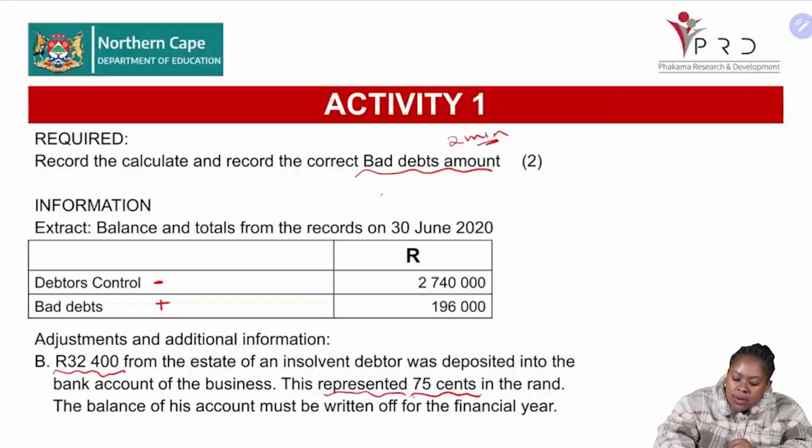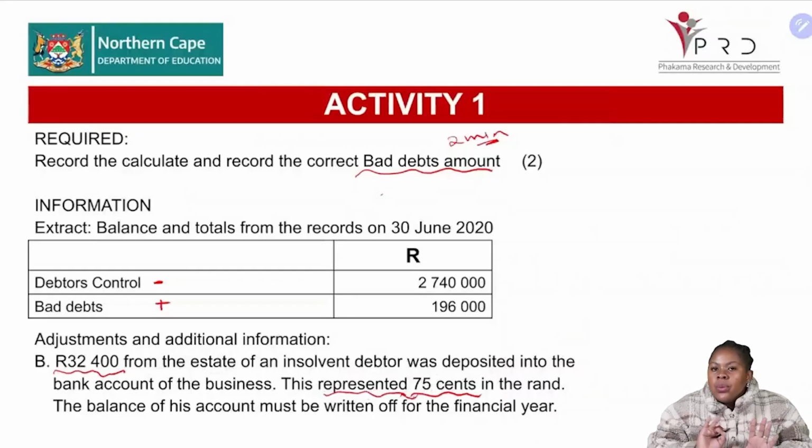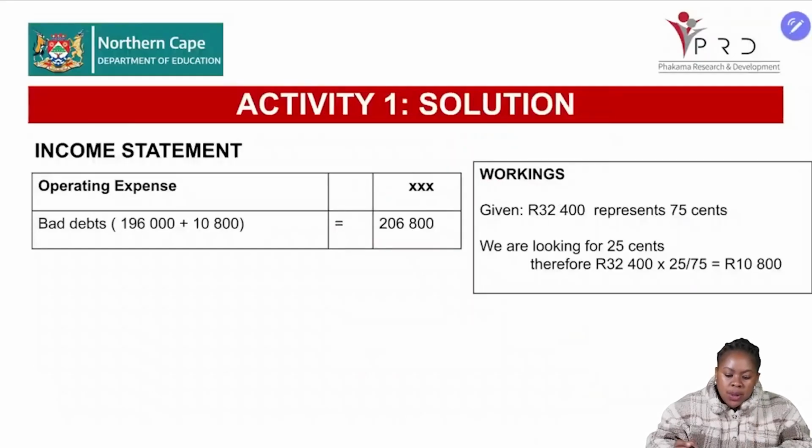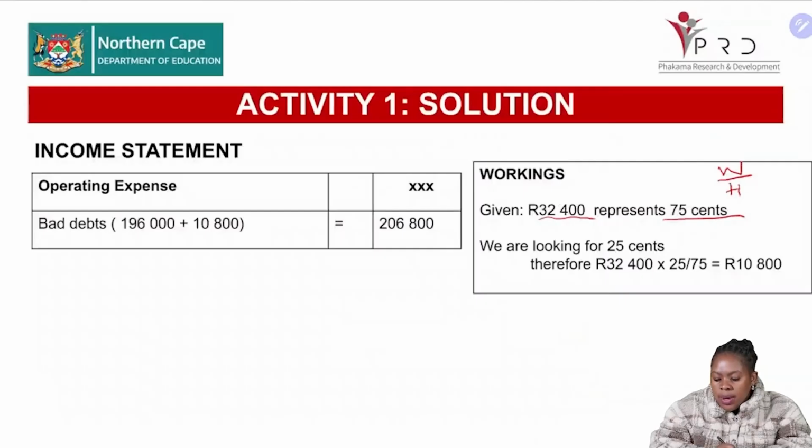Now, the examiner can give you in terms of cents. Don't worry, don't stress, because cents are out of 100, percentage is also out of 100. So we are dealing with a very similar situation. Okay, so then we go on to say 32,400 represents 75 cents. Then we can quickly use our calculation of what we want divided by what we have.